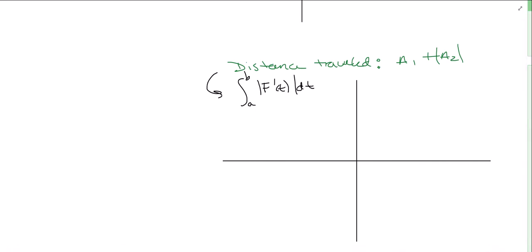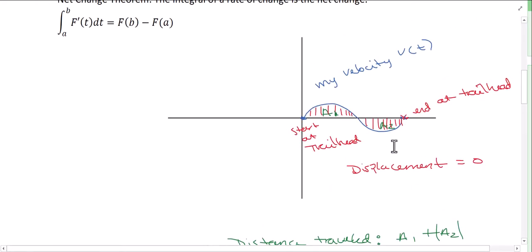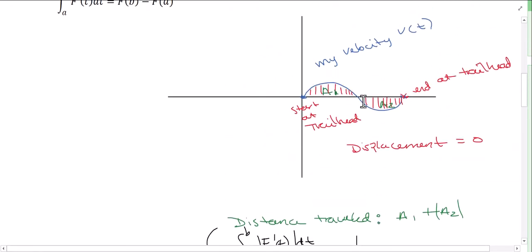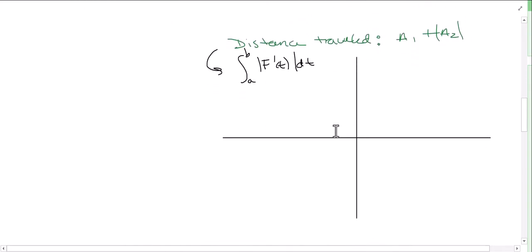So back to my supposed velocity here, what will be the absolute value of this? The absolute value will be, well, whatever's positive stays positive, but whatever's negative becomes positive. So essentially then I'm going to have, see if I can try to recreate it the best that I can here. So I'm going to have that, but now instead of going underneath the axis, the absolute value says I'm going to come back up.